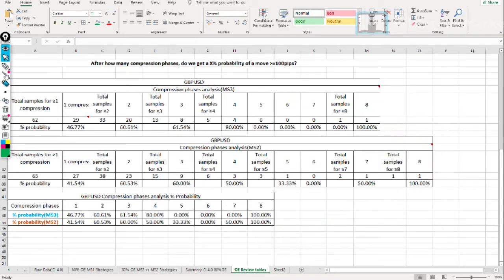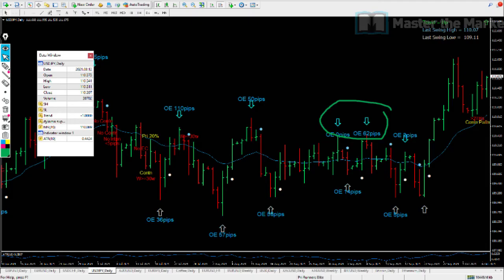After eight compressions, you could have caught that, and it highly probably, on a 100% rate, moves to more than 100 pips. You can capture that move and make some good money out of it. If you do £1 a pip, that'd be £100. If you do £10 a pip, that's £1,000. If you do £100 a pip, that's £10,000. But you should wait for them, and if you want to increase your frequency, increase the number of instruments you're trading. You can check this on different instruments like currencies, commodities, indexes, and all that.